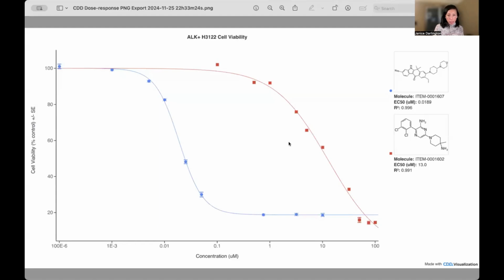And now that we've opened up that PNG file, we have ALK positive H3122 cell viability as the title for our plot that we exported out, along with the molecule structure, the molecule name, and the EC50 reported. These are high resolution publication quality images that we can actually put out in our reports.